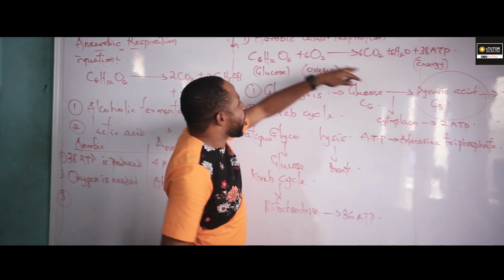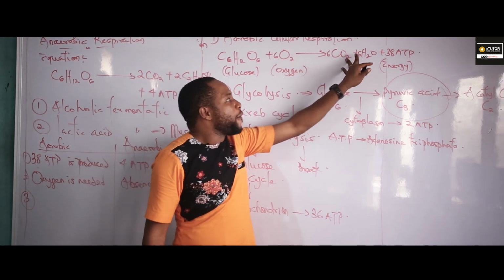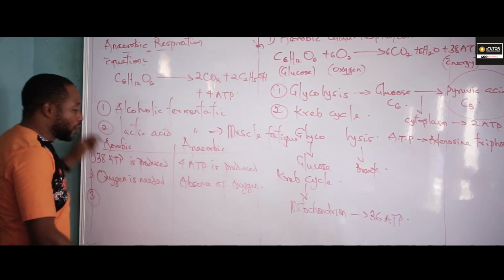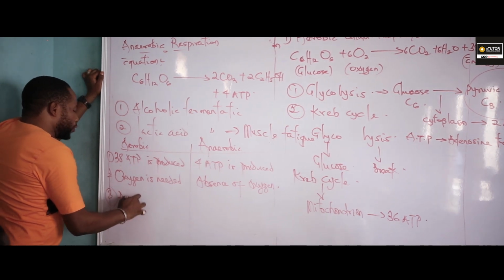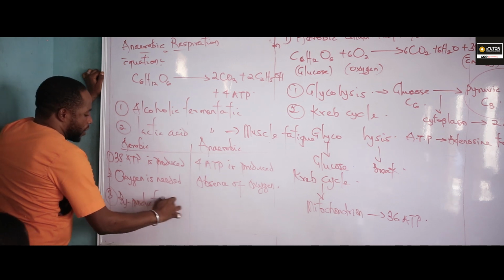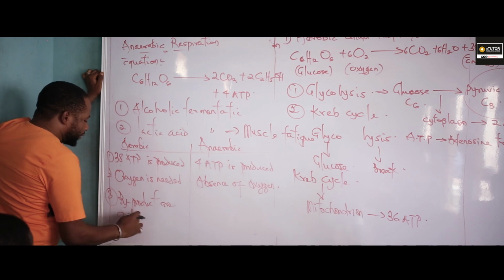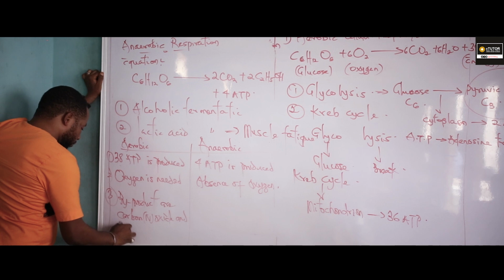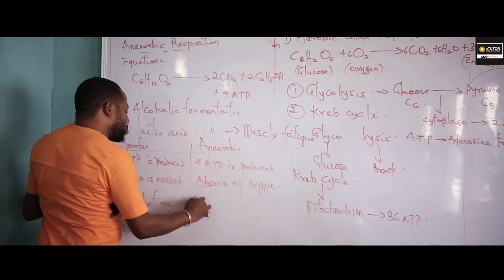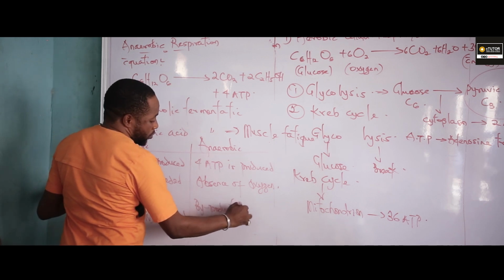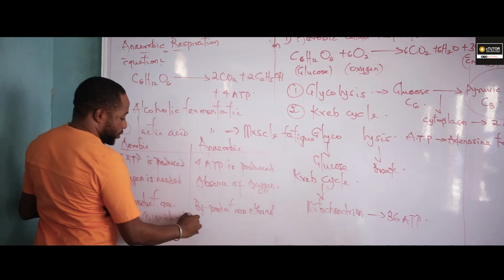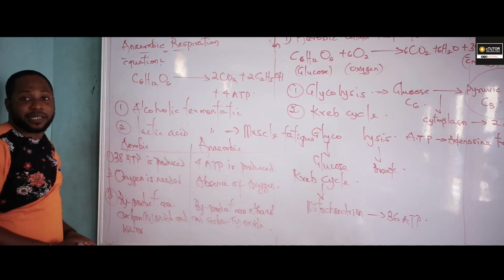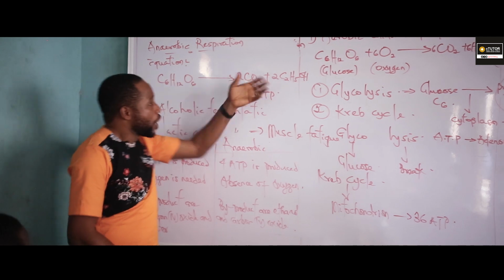Number 3. Now, look at the byproducts of aerobic respiration. The byproducts are carbon dioxide and water. While the byproducts here, for anaerobic, are ethanol and carbon dioxide. Do you understand that? We have other differences which you can all derive from the equation.